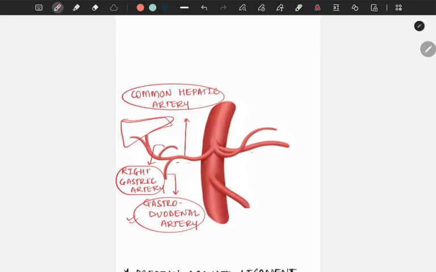Second, the common hepatic artery continues upwards as the hepatic artery proper. The hepatic artery proper then divides into the right and left hepatic arteries to enter the liver and supply its specific lobes, and also gives off the right gastric artery.